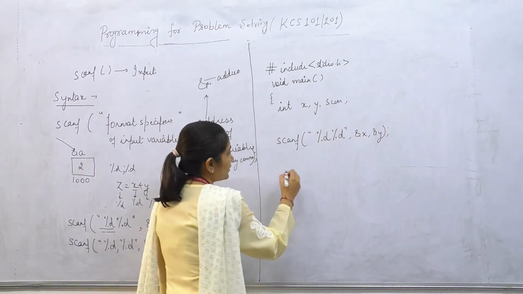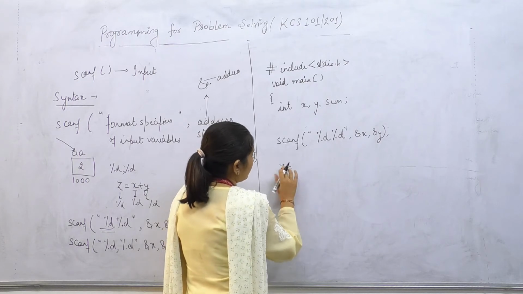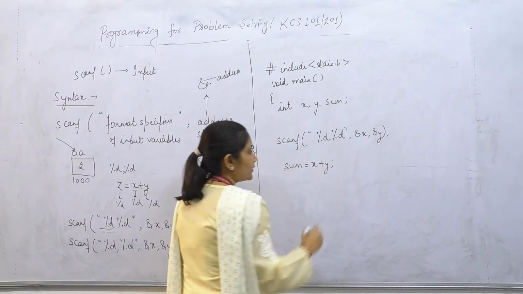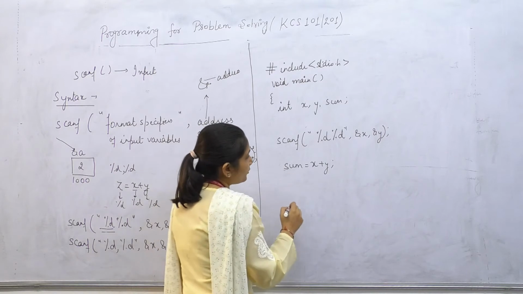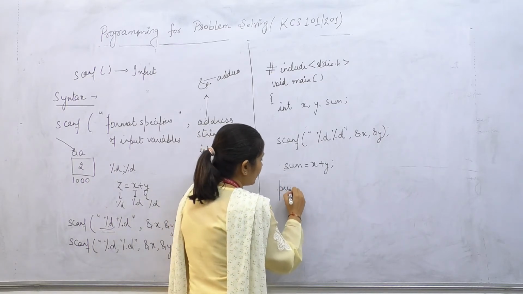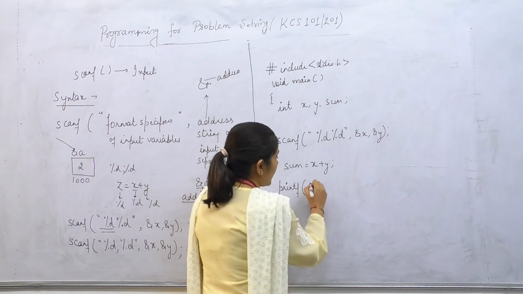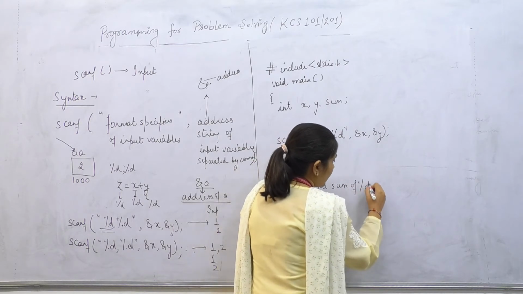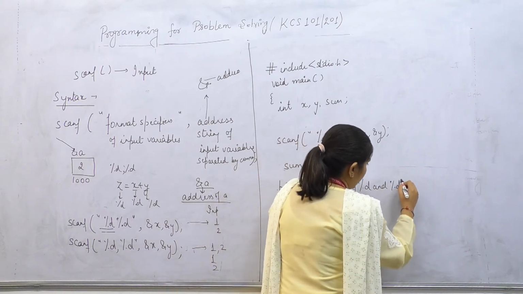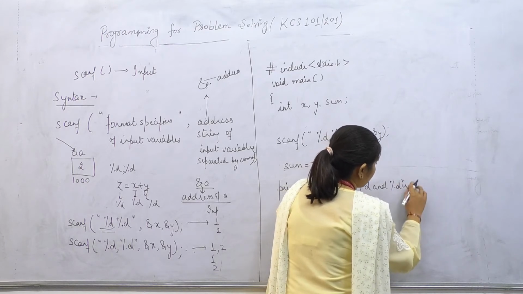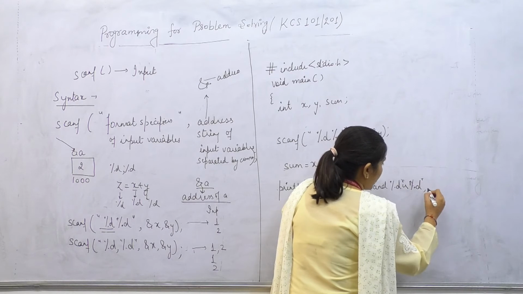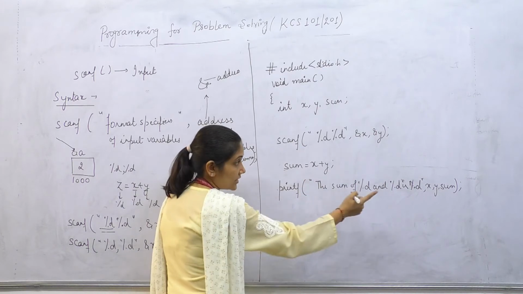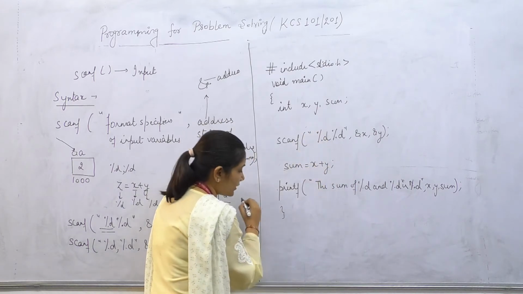Okay. Next I am going to write the processing part. Sum equals x plus y. This is my processing part. Now I have to print the output. So I am printing the output by using the function printf. The sum of %d and %d is %d, comma, x, y, sum, because my sum is my output variable. Semicolon. See, you can see where I have put the semicolon, and then close.